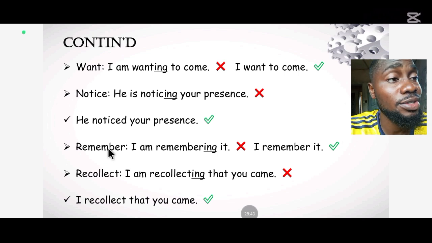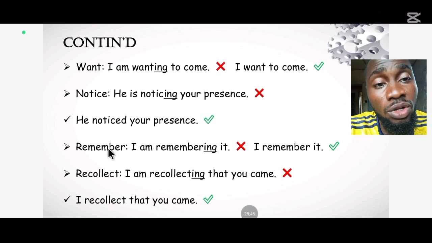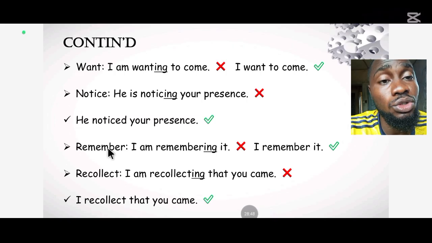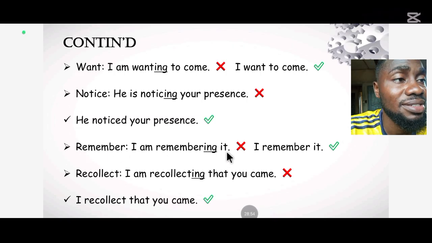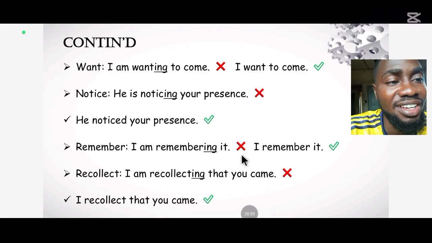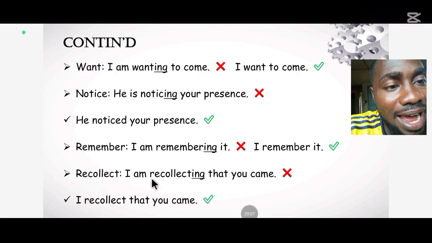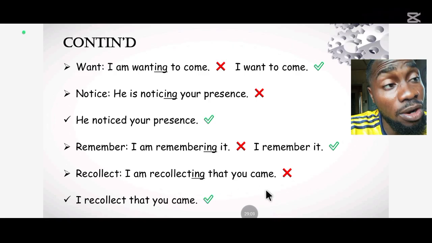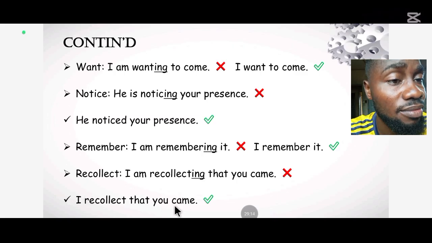They are not part of the five senses of man, but all these ones I'm listing now should not carry the continuous form. Remember. "I am remembering it" is a common mistake made by many Nigerians. The proper way to say it is "I remember it," which is correct. Recollect. "I am recollecting that you came" is wrong. The proper way to say it is "I recollect that you came," making it correct.